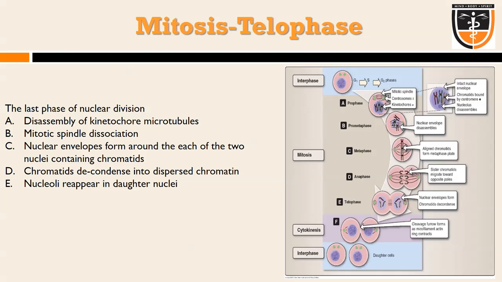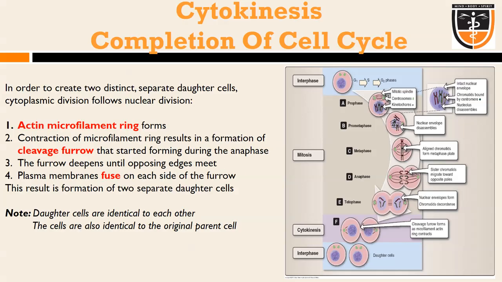Why? Because now new daughter cells need to start producing proteins. So nucleoli will form, and they will start producing ribosomes. Ribosomes go out of the nucleus, start producing protein. So that is the process. Now that's the last phase of mitosis.